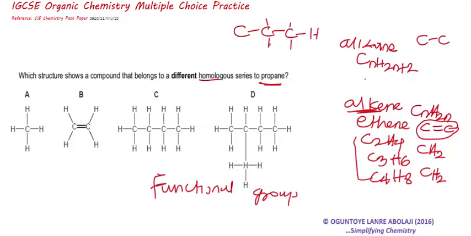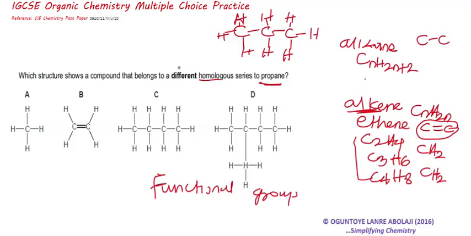All you have is just single bond all through. Single bond. Hydrogen. You have hydrogen, hydrogen. Good. That's propane. No double bond. All you have is just single bond all through. So the functional group is carbon to carbon single bond.